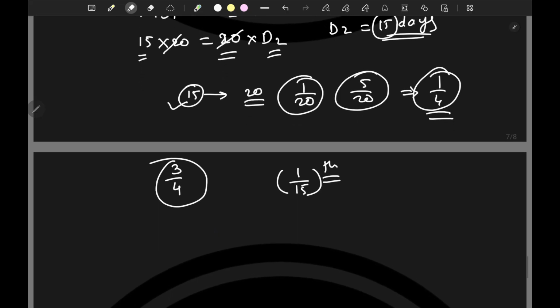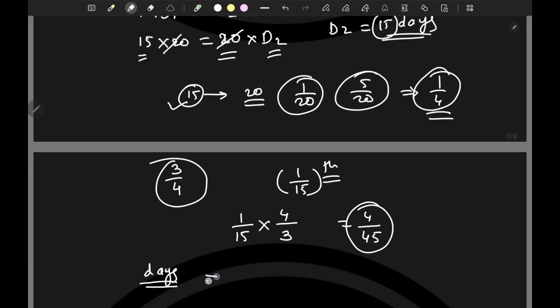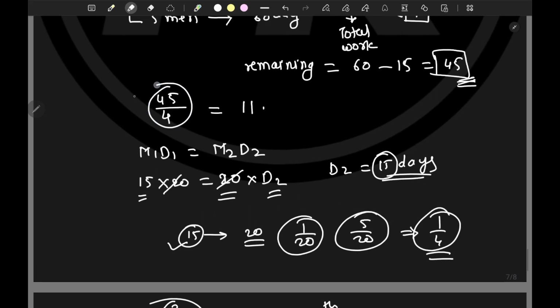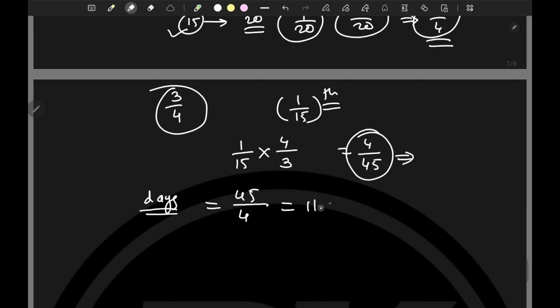So to complete this work, what I have to do is 1 by 50 into, okay, how much will it be? 4 by 3. It will get inverted, right? And hence 4 by 45. So if I have to find the number of days required to complete, that will become the inverse, right? This is the total portion of work we are calculating. So that will be equal to 45 divided by 4, and hence the answer will be 11.25.